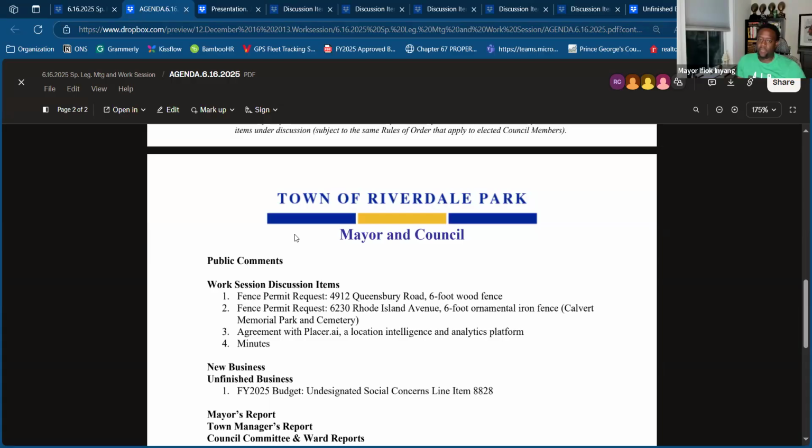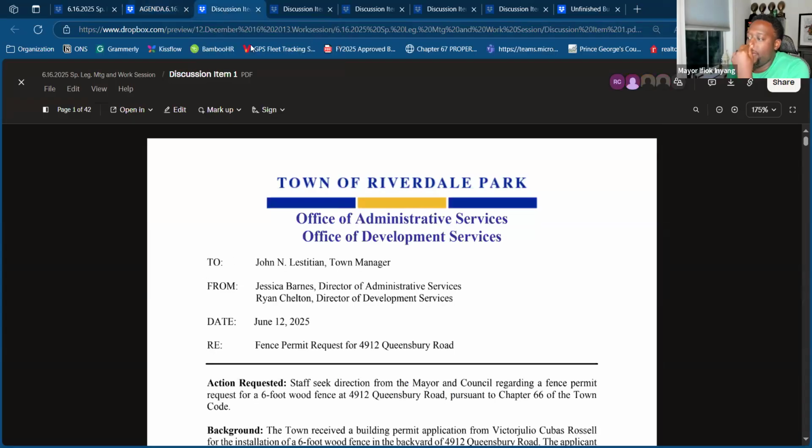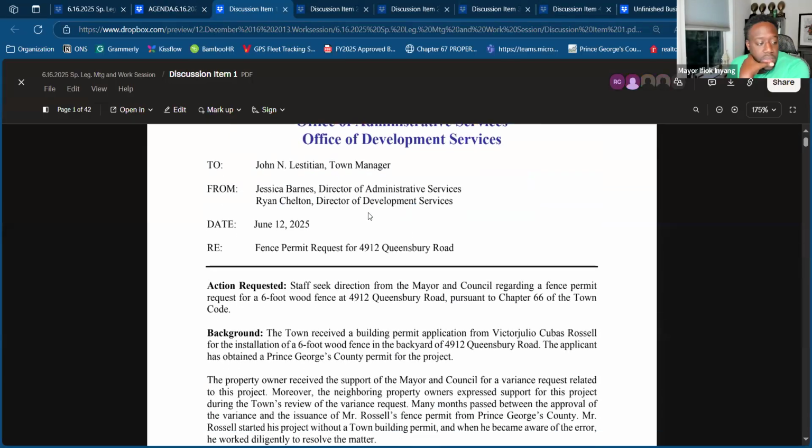Thank you, Ms. Katz. Any other public comments? Okay. We'll move on to work session discussion 1, fence permit request for 4912 Queensbury Road for a 6-foot wooden fence.